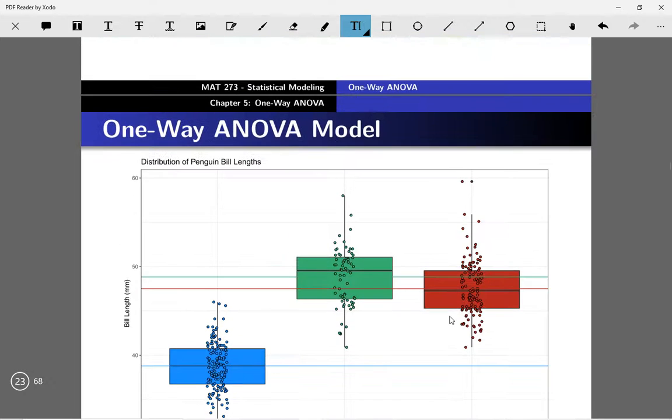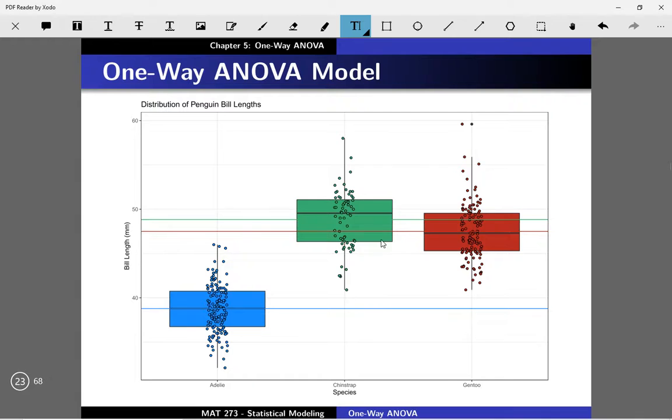So for example, up here, it looks like the chinstrap and gentoo penguins might be similar. They're pretty similar on average in terms of their average bill length. But since the Adelie penguins are different, so at least one of them is different from the others, this would favor evidence for the alternative hypothesis for a one-way ANOVA.